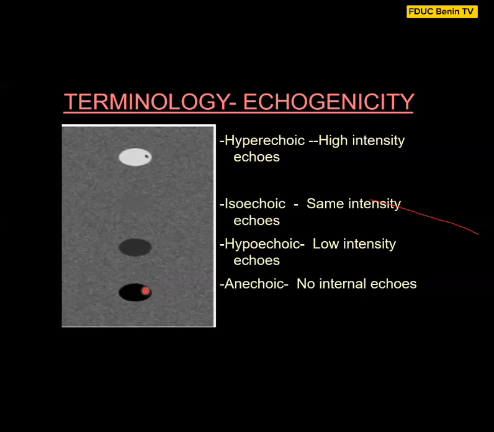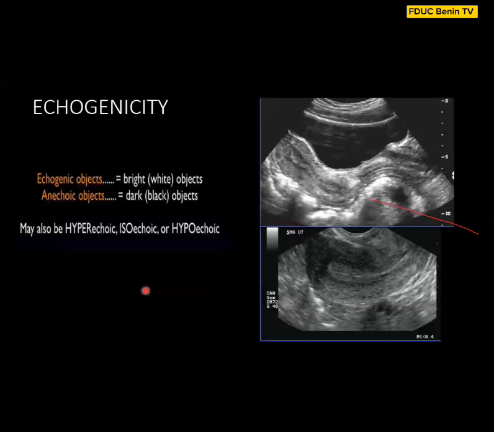When we talk about something being sonolucent, this is dark on ultrasound. So it's very important. These are some of the structures out there. As I've shown you before, this is showing us some of these echogenicities, the very bright ones, echogenic.